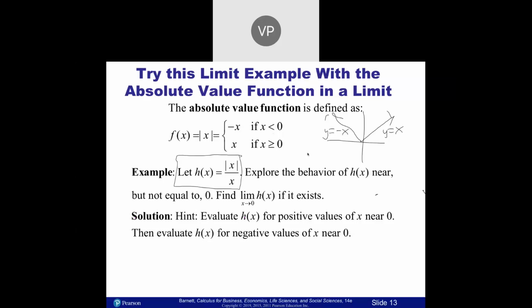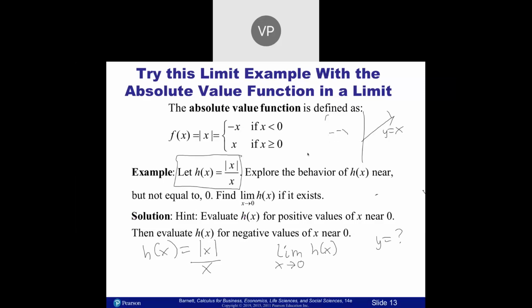This function, absolute value of x over x. So just look at this function. This is what we care about. They want to know what is the limit of that function as x approaches 0. That's the question they're asking. They want to know, what kind of y value do we get?